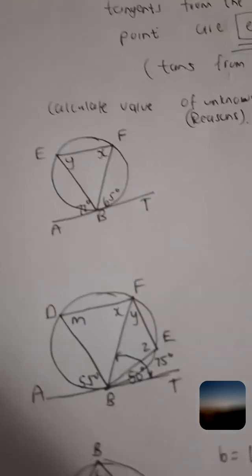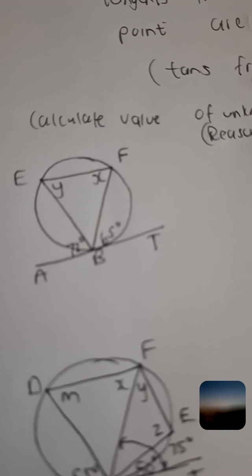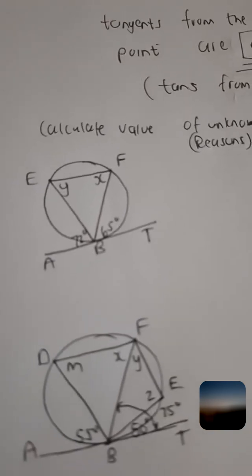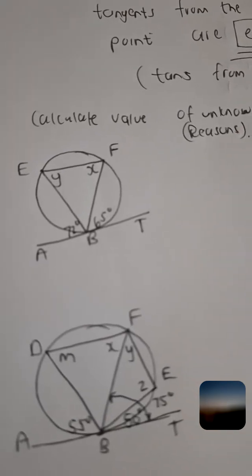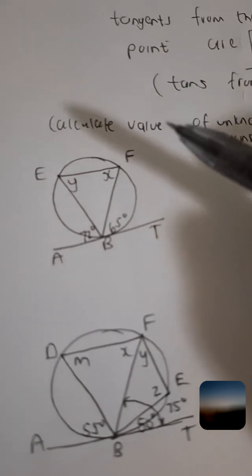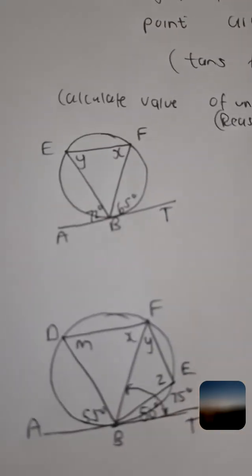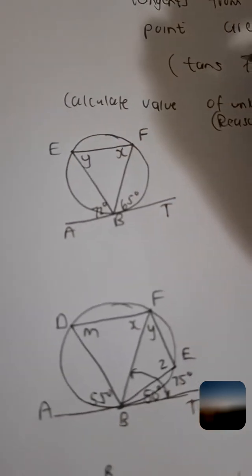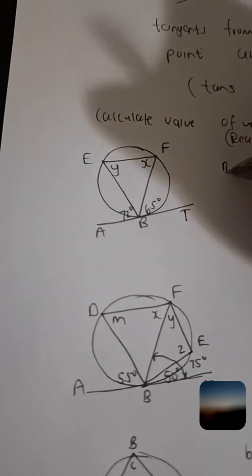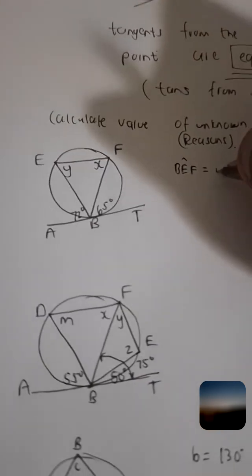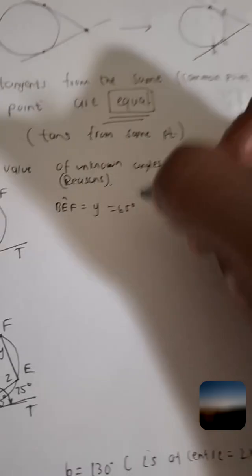Which one should I start with? The first one. So, because we know that APT is a tangent to the circle at point P, given that EPT is equal to 65 and EPA is equal to 72, then angle BEF is equal to 65, which is basically angle Y. Y is equal to 65 degrees. Reason: tan chord theorem.